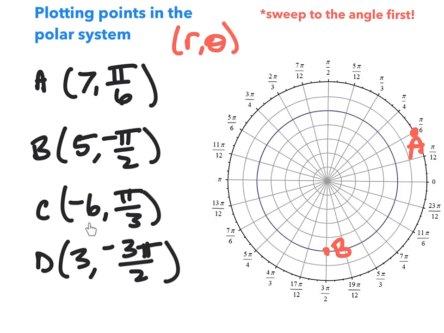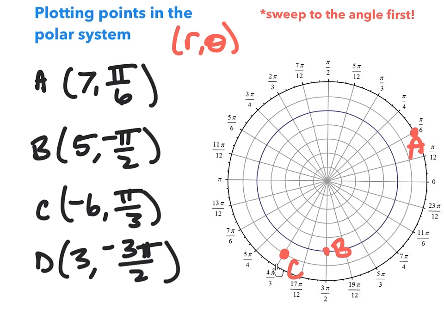C is at negative 6, pi over 3. So this time we have a negative r. So I'm going to go to this angle pi over 3, which is right here. But instead of counting out positive 6 in this direction, I'm actually going to go in the opposite direction and count negative 6. So I count out negative 6 rings, and so point C is actually right here.